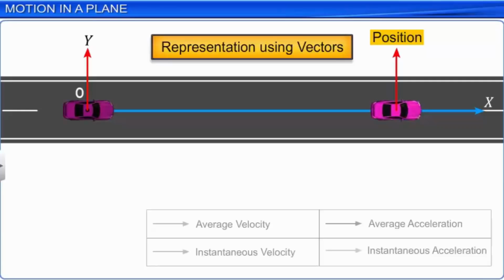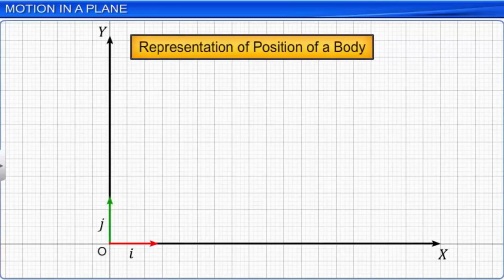Consider a body to be moving in the xy plane, represented by the rectangular coordinate system. At an instant in time t, it is at point P, which has x, y as its coordinates. Join the origin O to point P with a straight line and draw an arrowhead at P. This line OP with its arrowhead represents the position vector r of the body at that instant in time t. From P, draw perpendicular lines to the x and y axis to indicate the x and y coordinates of point P.